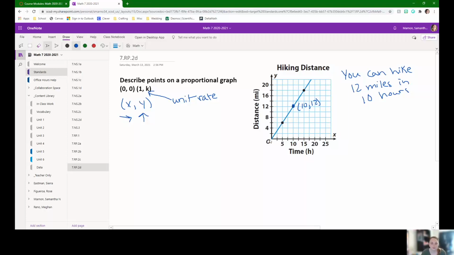So they did 12 miles in 10 hours. If we look at the point 0, 0 specifically, this is point 10, 12, so let's label it on our description over here. 0, 0 is after 0 hours, you went 0 miles, right? That makes sense. If no time's passed, you haven't gone anywhere.